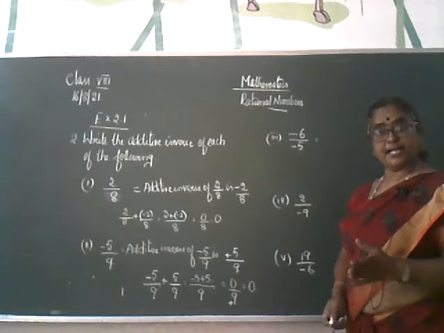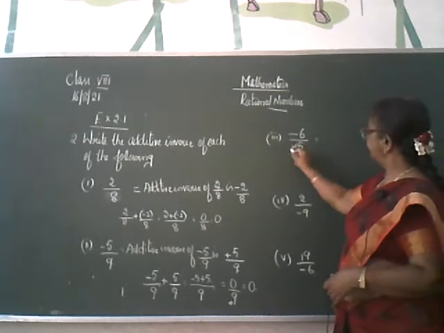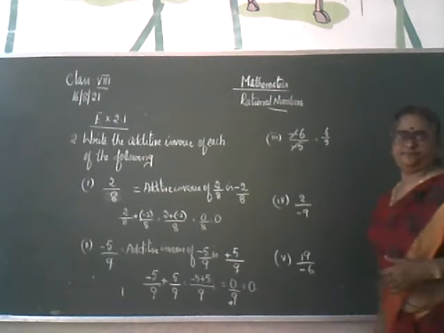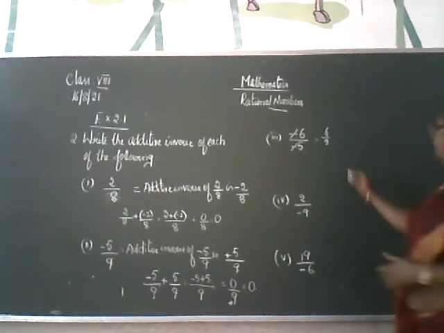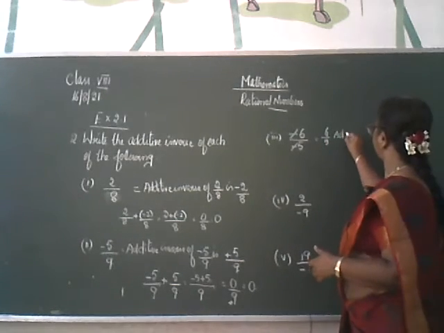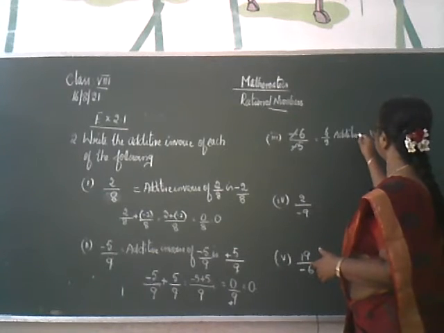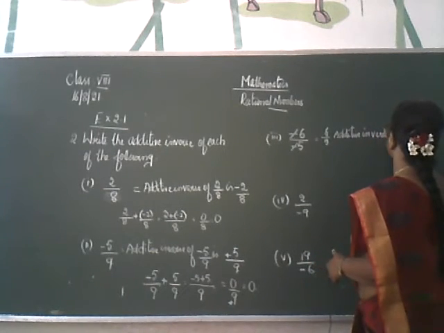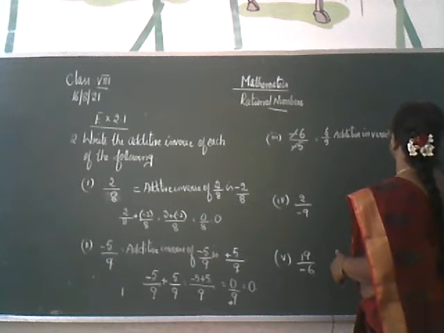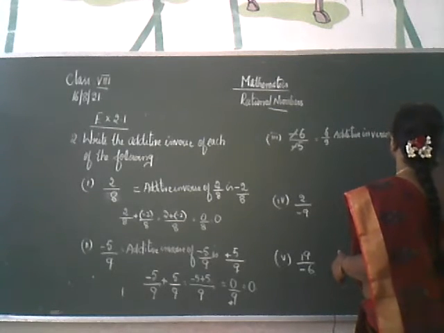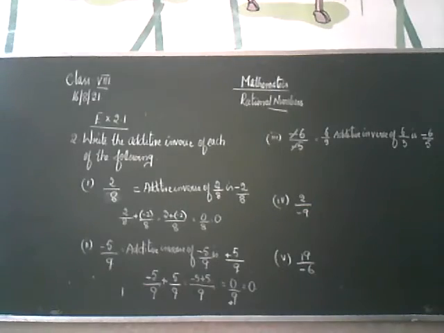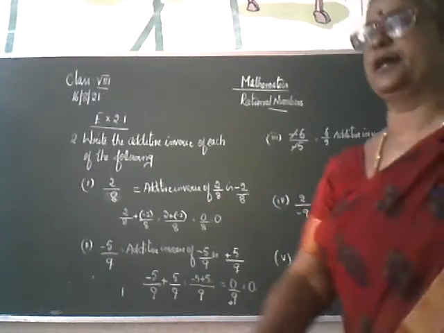What is this? Minus 6 by minus 5. So, minus minus gets cancelled. You will get 6 by 5. So, what is the additive inverse of 6 by 5? Yes, if it is positive, you must write the negative. Minus 6 by 5.